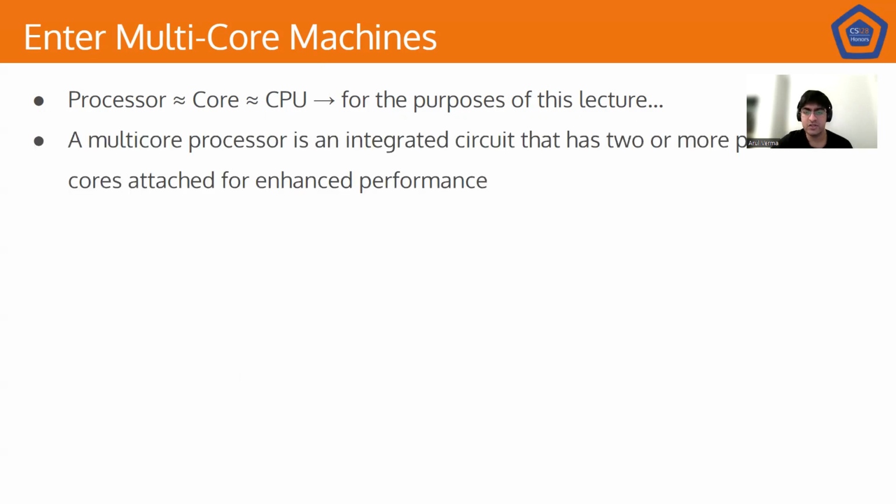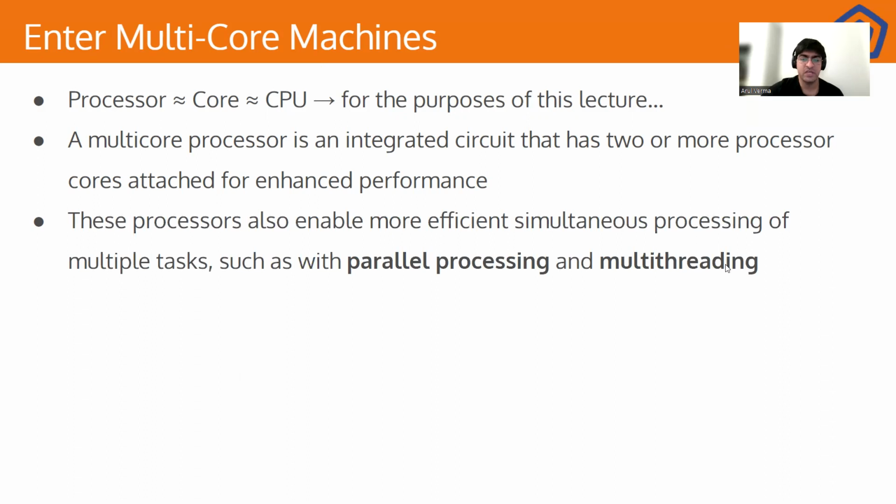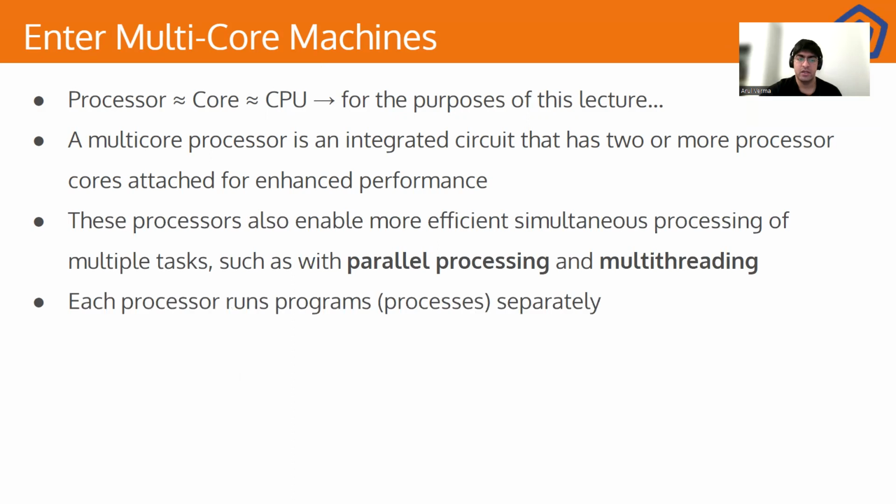A multi-core processor is an integrated circuit which has two or more cores to enhance performance. These processors enable simultaneous processing of data with parallel processing and multi-threading. Each processor runs programs separately. Of course, you can run multiple processes at the same time.